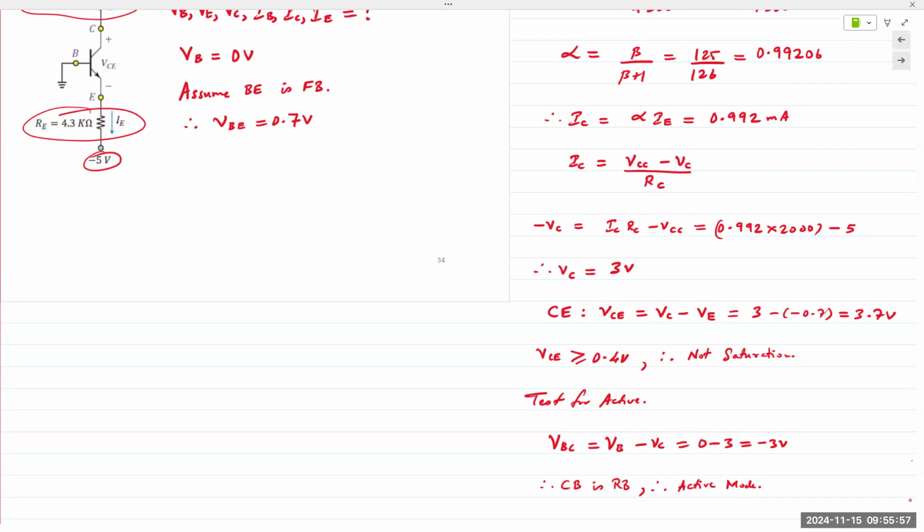I don't have a specific value that I can pull out and show right now, but I've seen examples where the assumption would be wrong. And so if you test for saturation, maybe it turns out to be correct, but it tests for active, it wouldn't be correct. So either one of them would turn out to be incorrect. And that means we would have to go back and change our assumption.